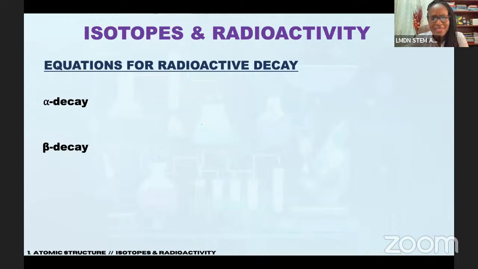Does anybody know what happens in gamma decay from a mass number standpoint and an atomic number standpoint? Anybody want to share that? Anyone remember that from class? What is a gamma particle like? What do we liken gamma particles to? Anybody? Any guesses? What are gamma particles like?